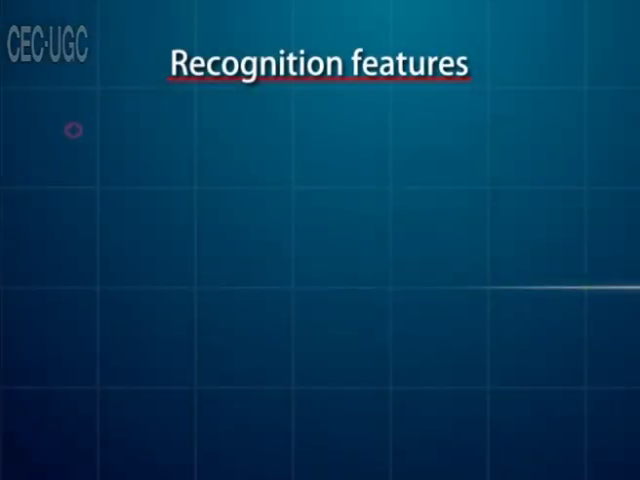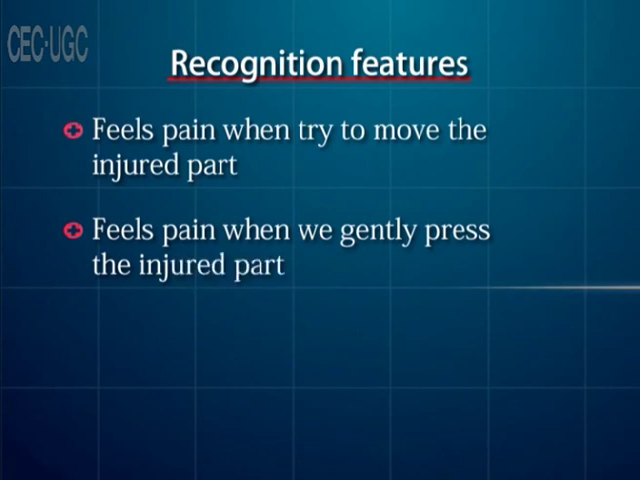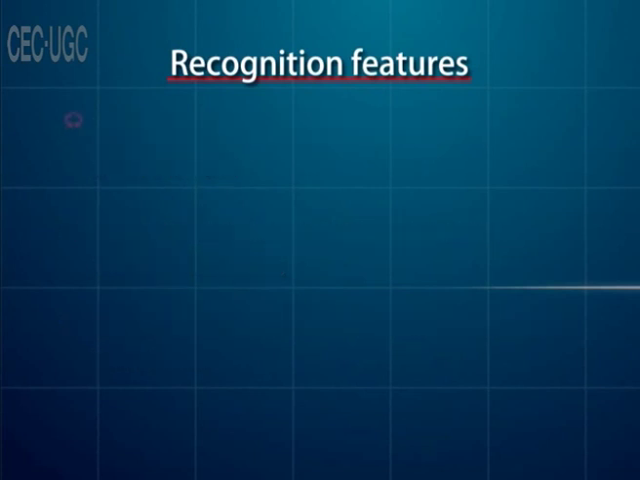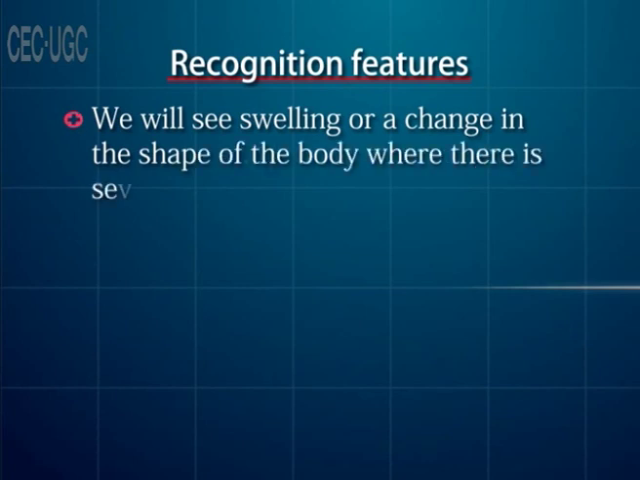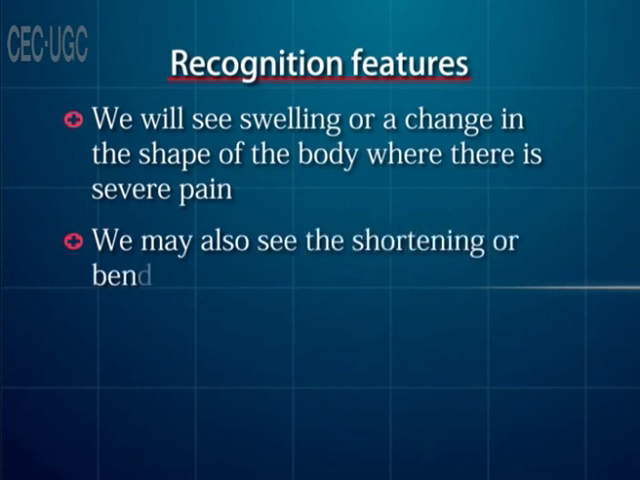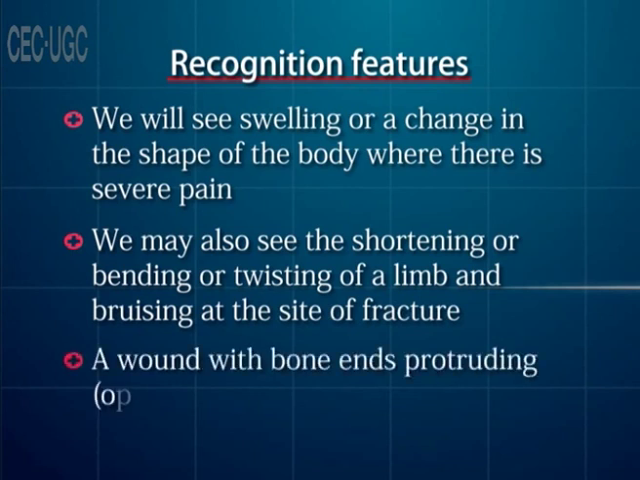Recognition features: the casualty feels pain when trying to move the injured part, and feels pain when we gently press the injured part. He will not be able to move the injured part at all. We will see swelling or a change in the shape of the body where there is severe pain. We may also see shortening, bending, or twisting of a limb, and bruising at the site of fracture. A wound with bone ends protruding we refer to as an open fracture.